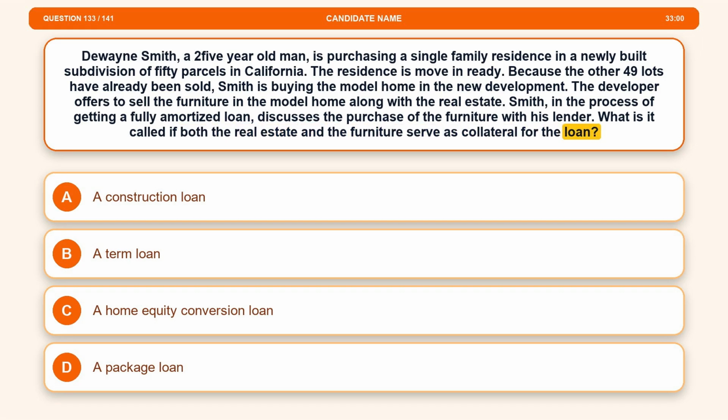Option A, a construction loan. Option B, a term loan. Option C, a home equity conversion loan. Option D, a package loan.